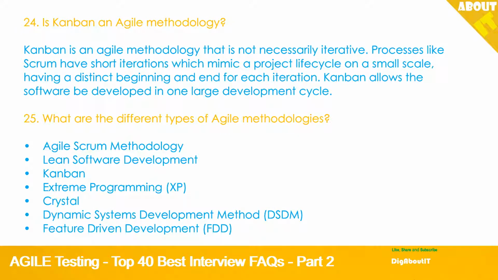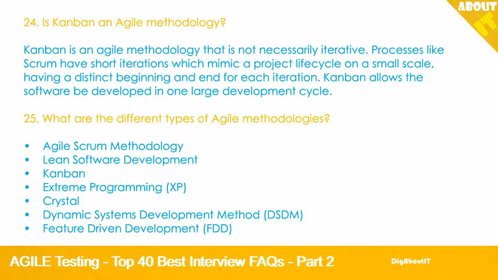24. Is Kanban an Agile methodology? Kanban is an Agile methodology that is not necessarily iterative. Processes like Scrum have short iterations which mimic a project lifecycle on a small scale, having a distinct beginning and end for each iteration. Kanban allows the software to be developed in one large development cycle.